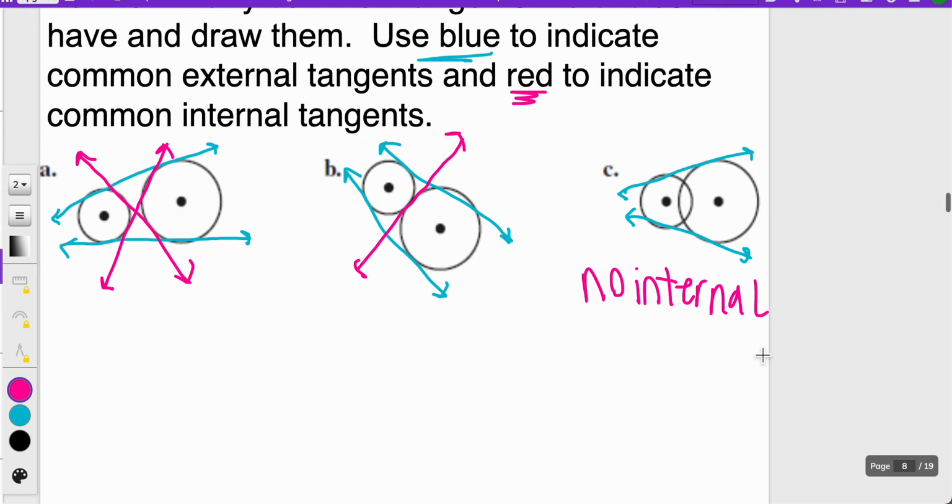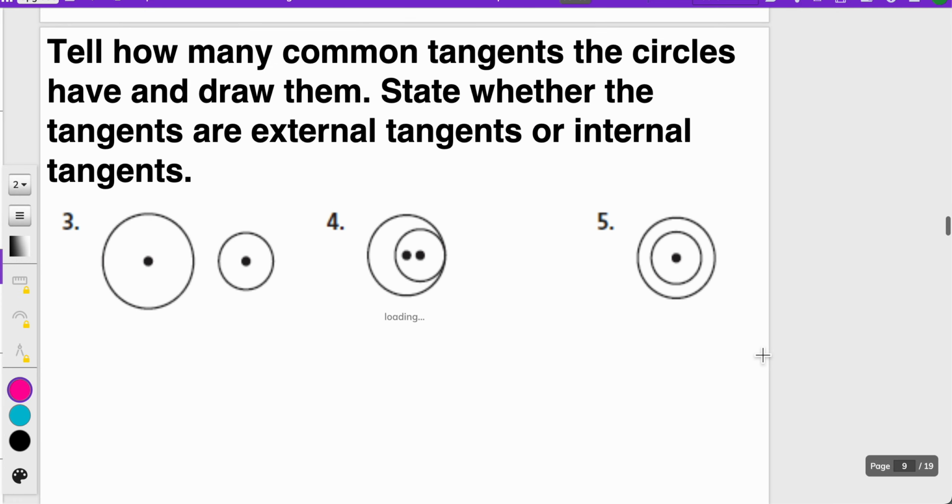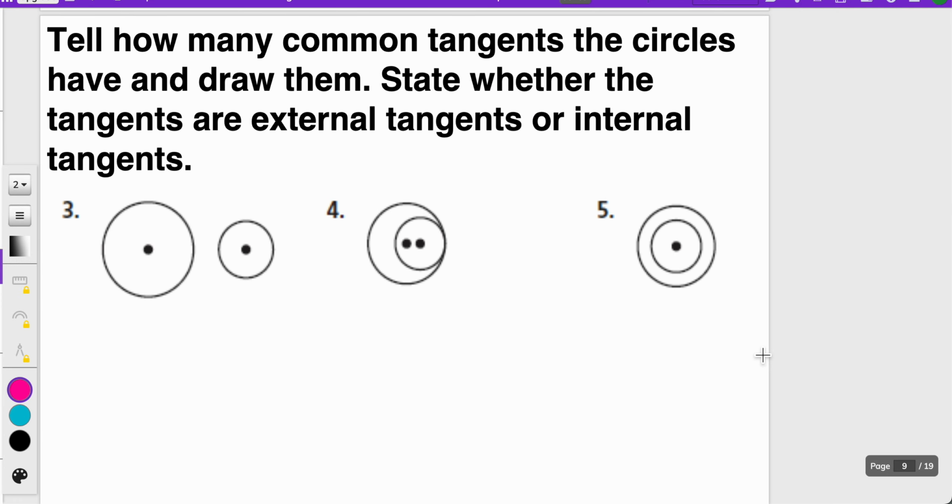Okay, so same thing here. Let's see if you can try this one. Tell how many common tangents the circles have and draw them. State whether the tangents are external tangents or internal. You don't need two colors for this one, but go ahead and pause here. Try these on your own, and when you're ready, go ahead and click play.